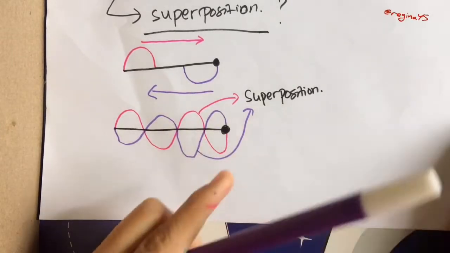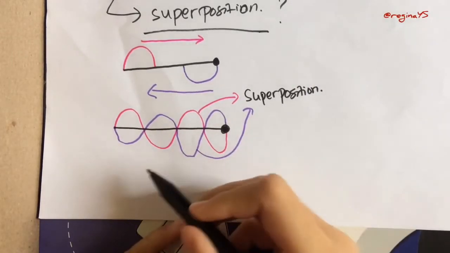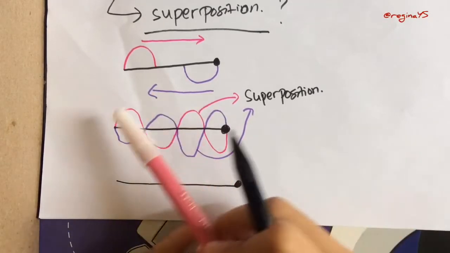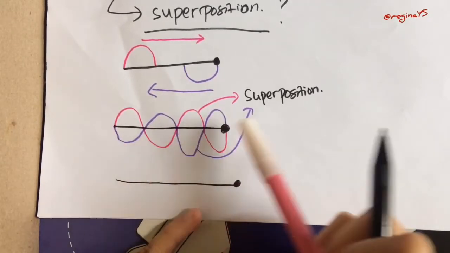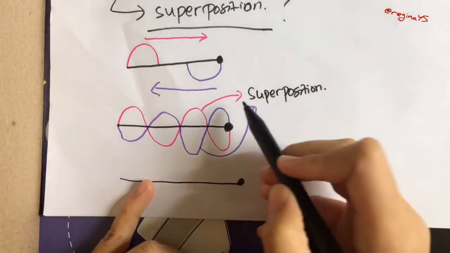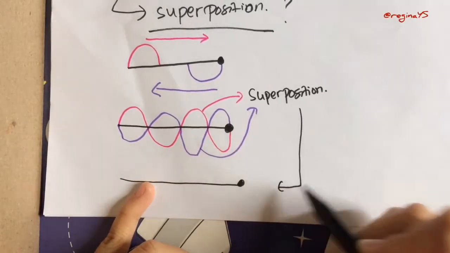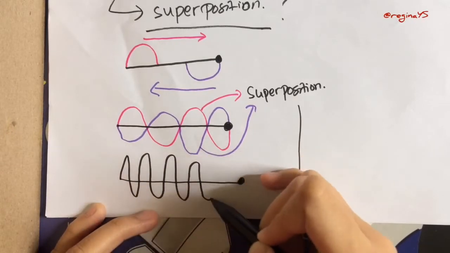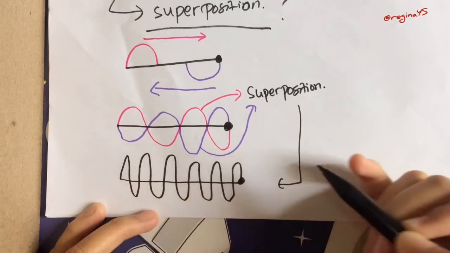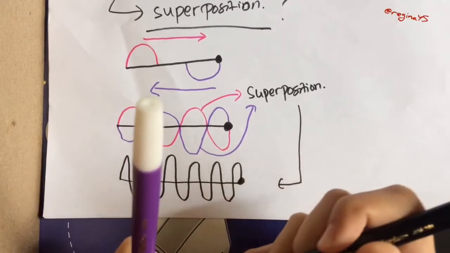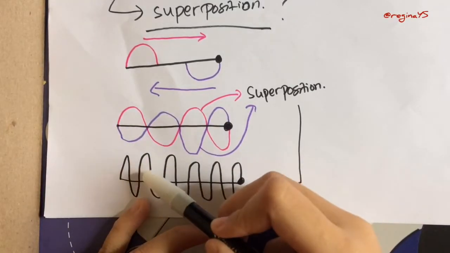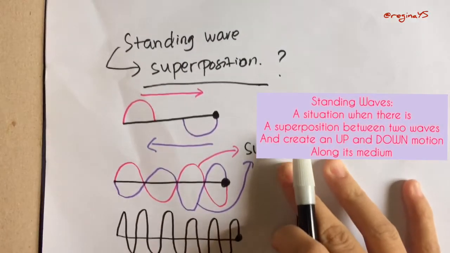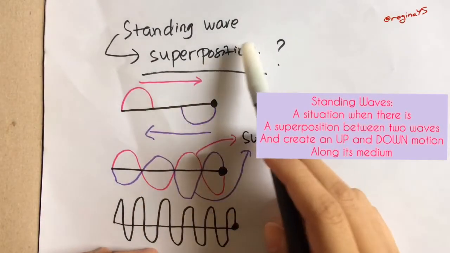But what you see with your bare eyes, at first you will only see the wave moving right to left, right? But after the superposition happens, the wave will only go up and down, up and down, on and on. Because it just goes up and down and is not moving, that is why this wave is called standing wave.